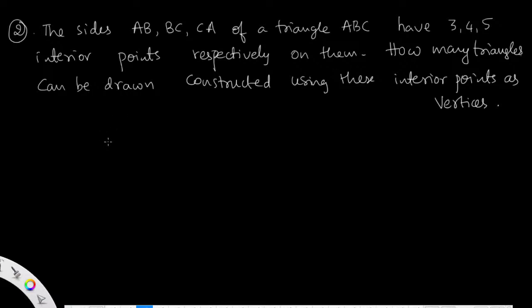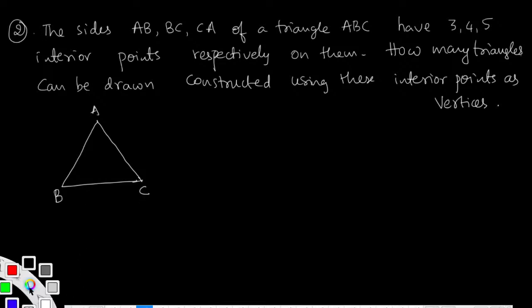So what are the values we have? We construct one triangle, draw it for our convenience, but by thinking logically we get the answer very easily. Okay, the triangle is obviously ABC. So the sides AB, BC, CA of triangle ABC have how many points on them? There are 3 points on AB, that is points P1, P2 and then P3.